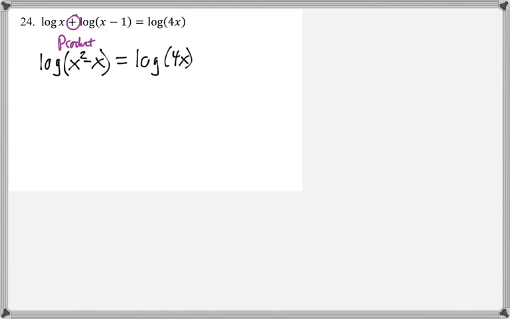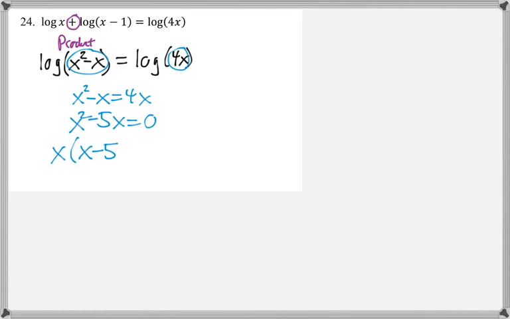So now you only have to look at the insides. So x squared minus x is equal to 4x. And I see an x squared term, I see x terms. So I'm going to try to get everything onto one side and 0 on the other, and then factor. So x squared minus 5x is equal to 0. I can factor out an x as a GCF, leaving me with x minus 5.